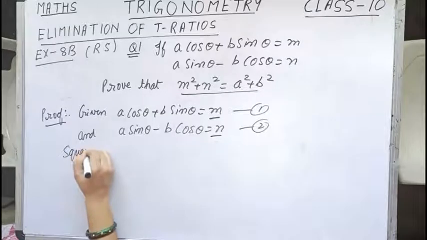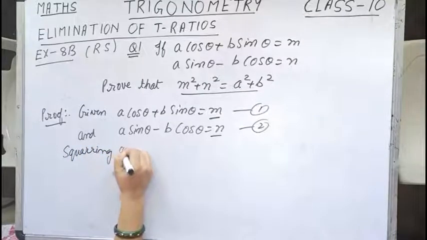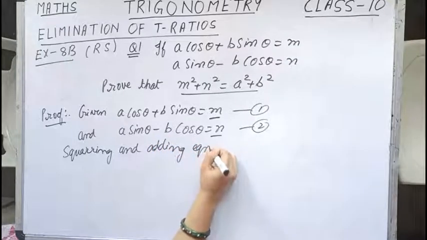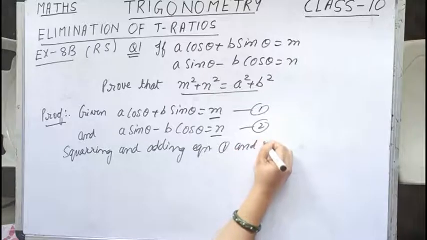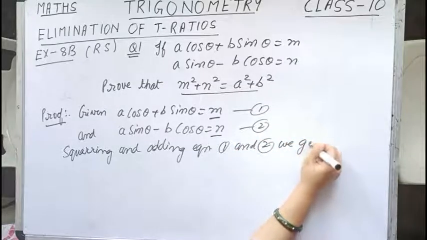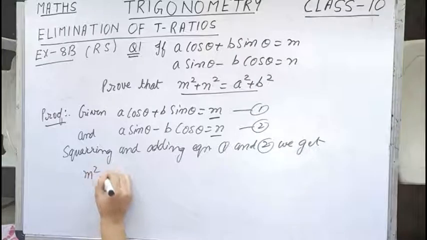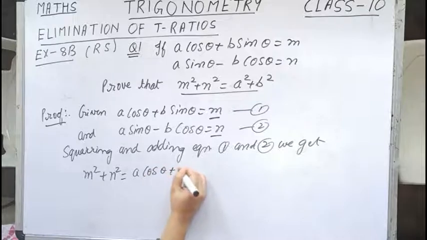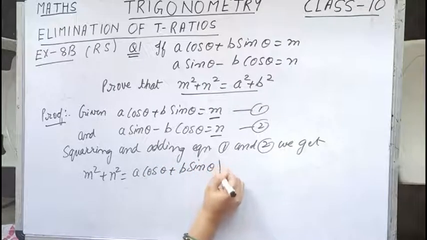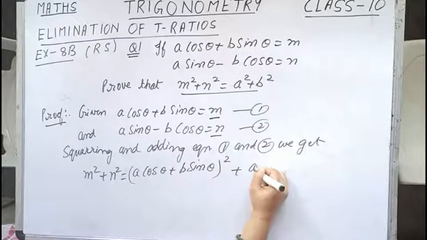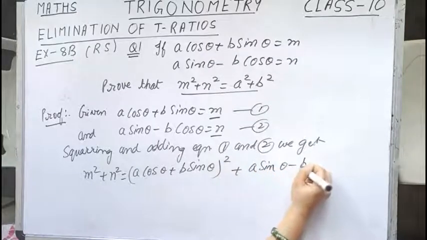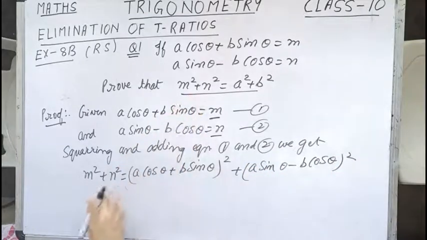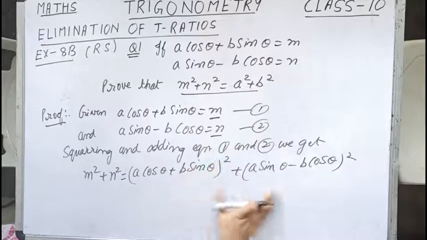So we will write, squaring and adding equations 1 and 2, we get m square plus n square equals (a cos theta plus b sin theta) whole square plus (a sin theta minus b cos theta) whole square. Now obviously LHS is m square plus n square. Now to get the RHS, I'll simply solve it.